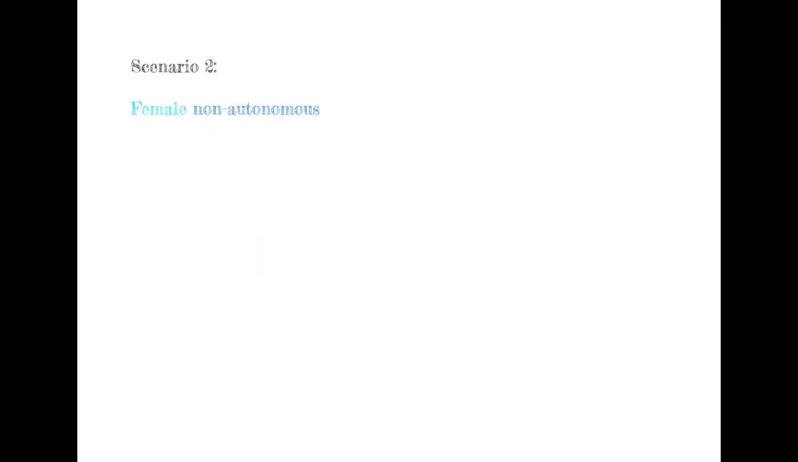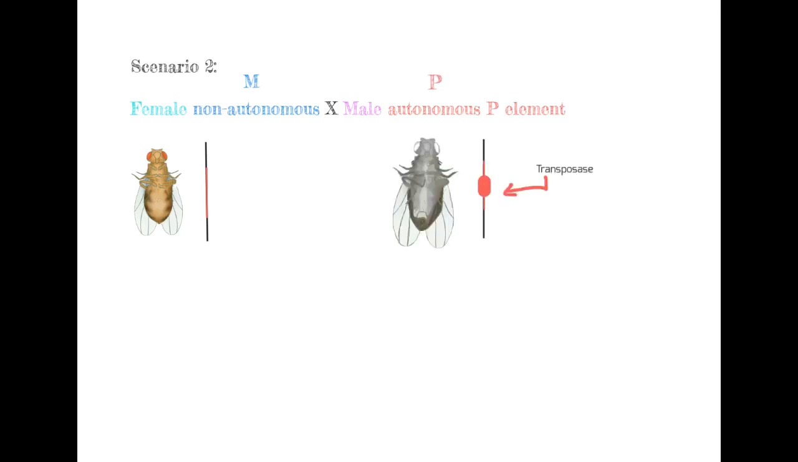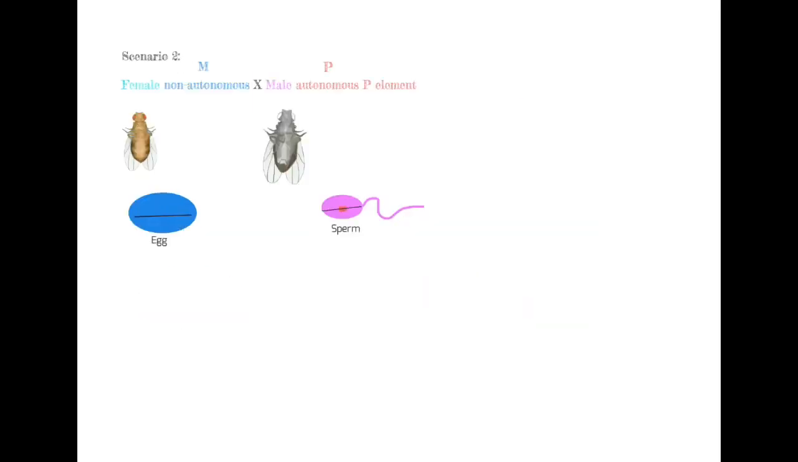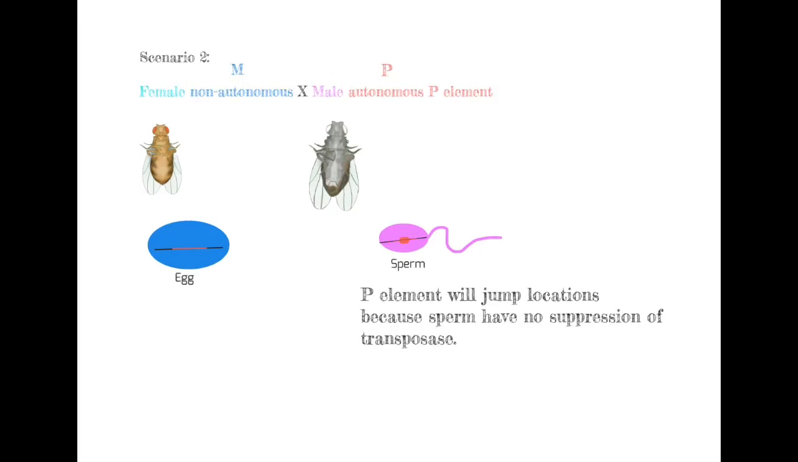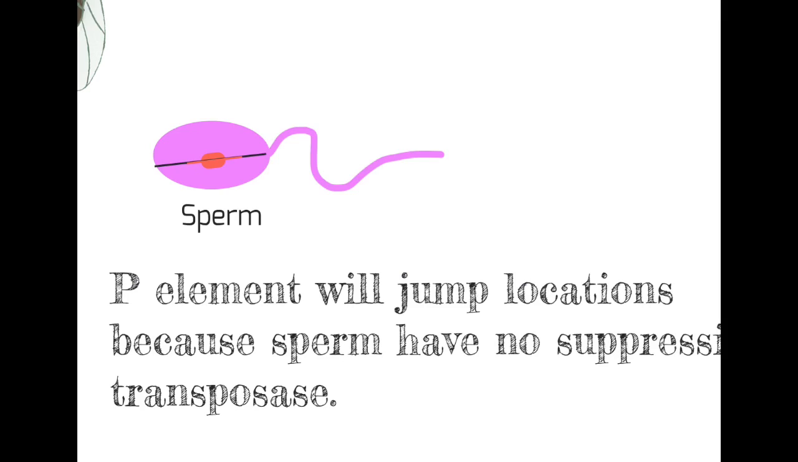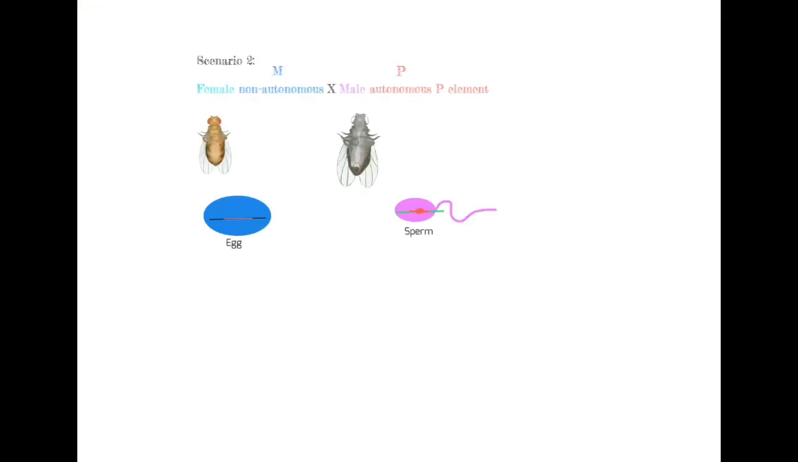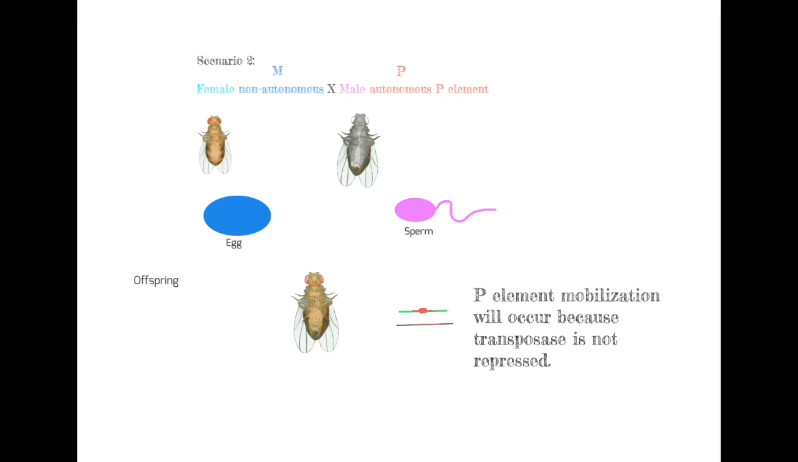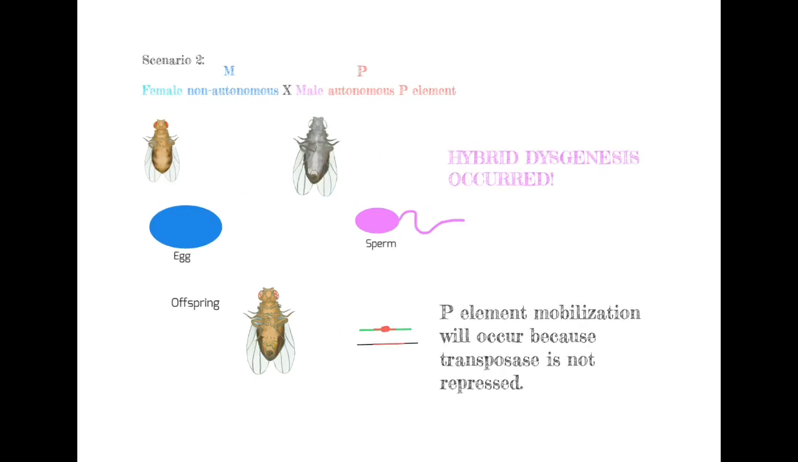Let's swap it. So in scenario 2, we're going to put the non-autonomous P element into the female line, and we're going to put the autonomous P element into the male line. So it's the one that now has transposase. And if we look at the egg and the sperm cell differences, in the sperm cell, that P element is going to jump because sperm do not have suppression of transposase. So here it's in a new chromosome, which is indicated by green, and you had hybrid dysgenesis occur in the offspring. And that's because transposase was not suppressed.